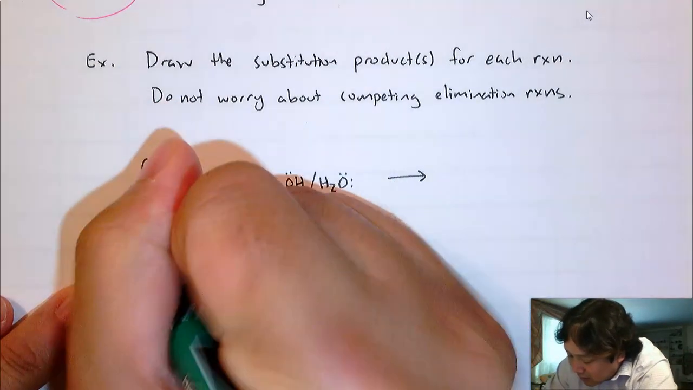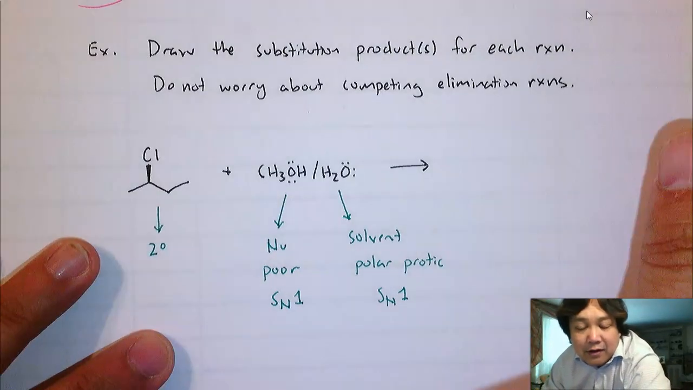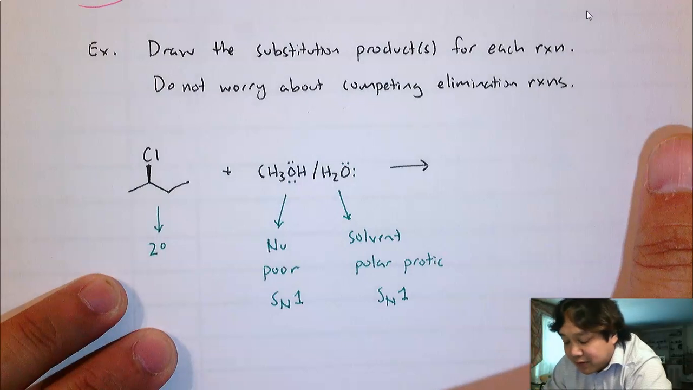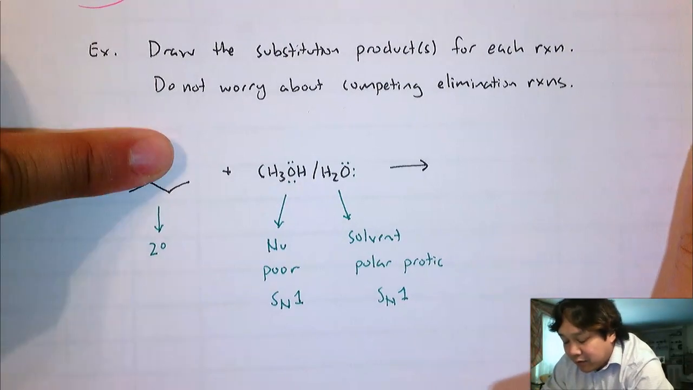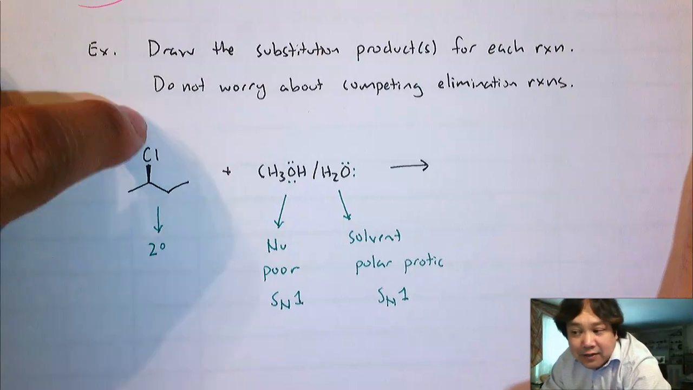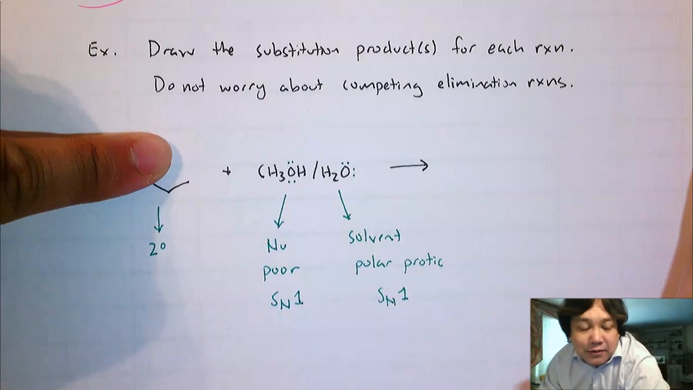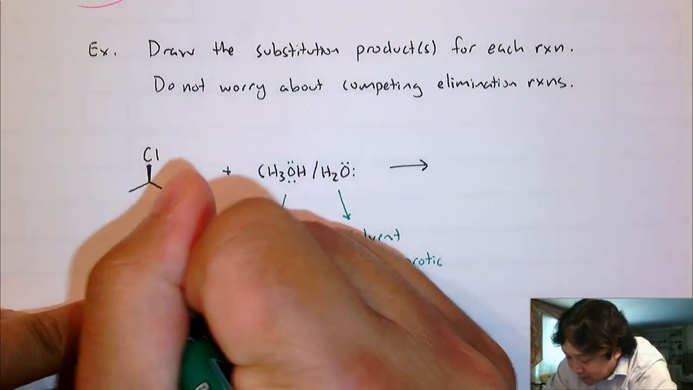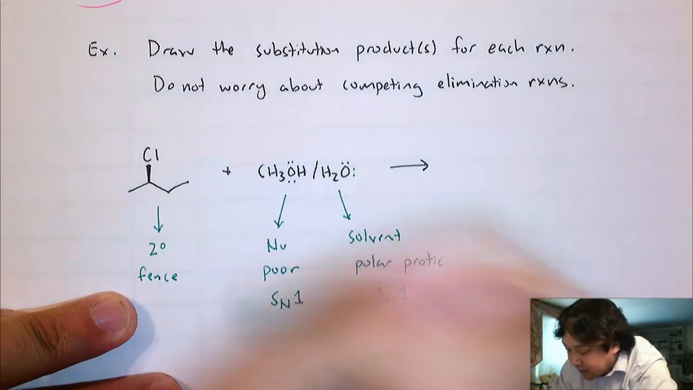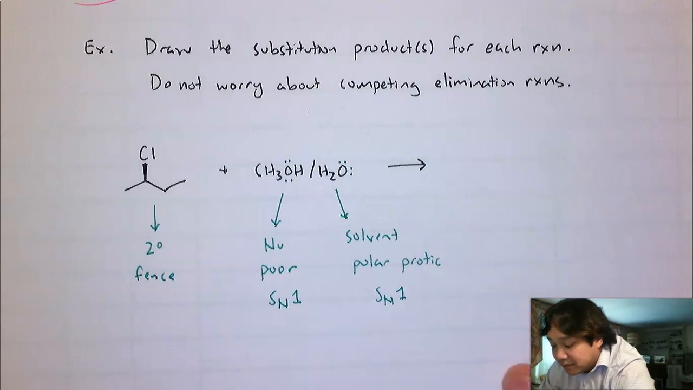Because my alkyl halide is secondary, and that is on the fence. It's not very crowded, okay, but it's also not very uncrowded. If we do SN1, we'll have a secondary carbocation, and that's not the most stable, but a secondary carbocation is also not the least stable. So this is on the fence. Okay, but because of your other determinants, we're going to say it's SN1.